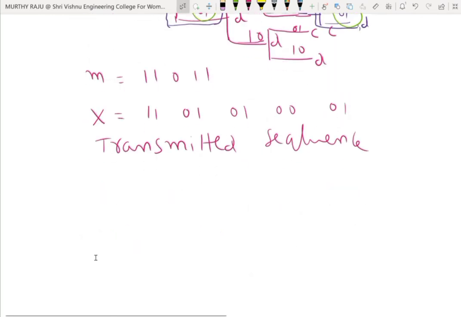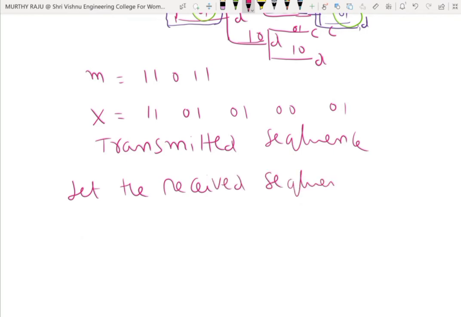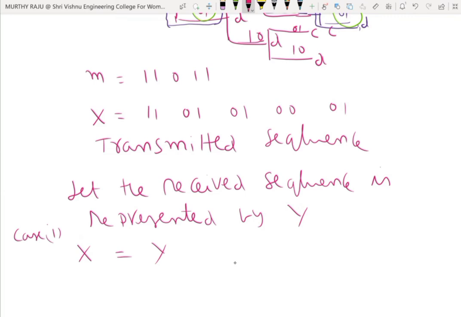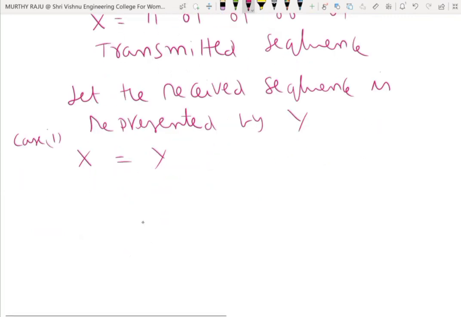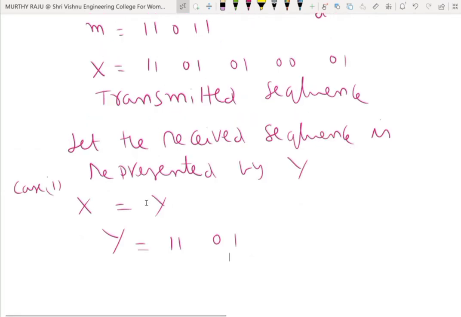Suppose the received sequence is represented by capital Y. Case 1, X is equal to Y. Therefore the received sequence Y is equal to 1 1 0 1 0 1 0 0 0 1.